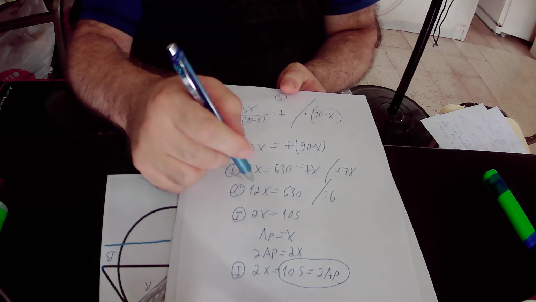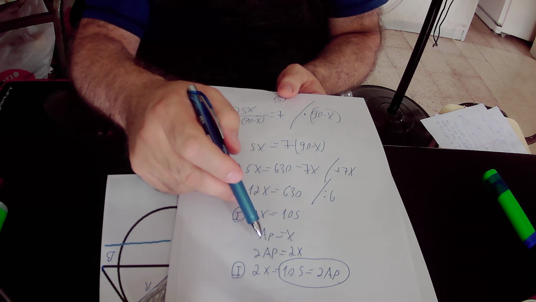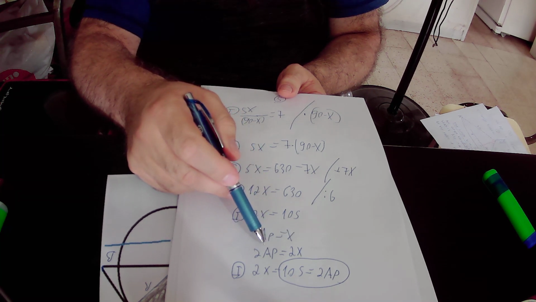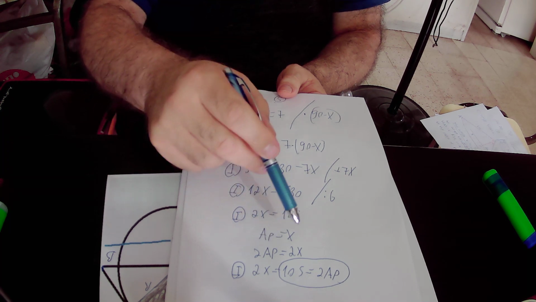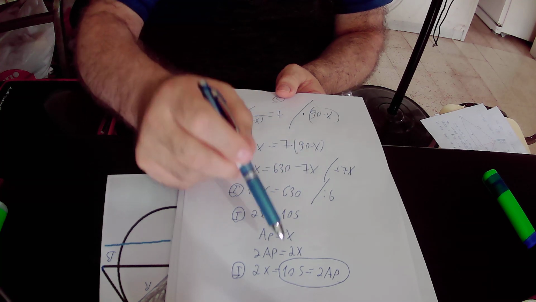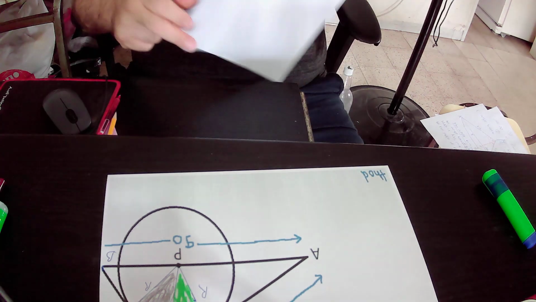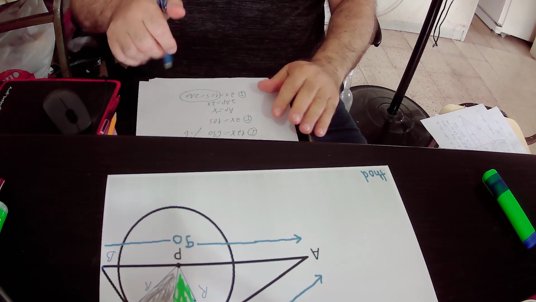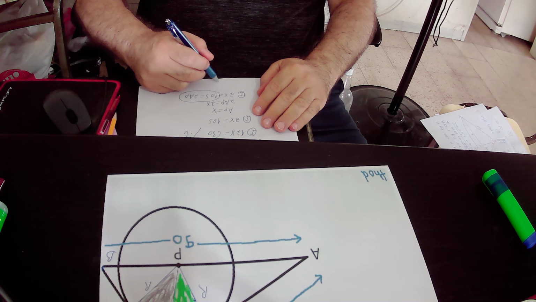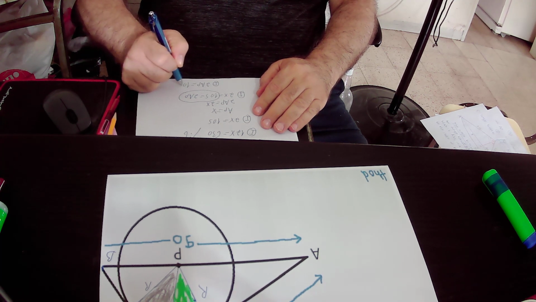Okay, so here we have 2 times x equals 105, and 2 times x equals 2 times AP, so we can say that 2x equals 2 times AP, so we got that 2 times AP equals 105, okay? And actually this is our final answer to the question, that 2 times AP equals 105 units.